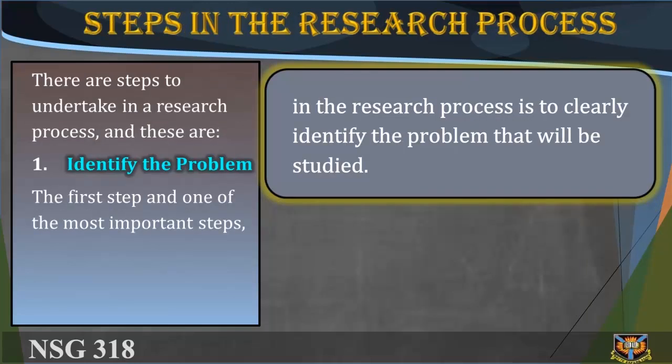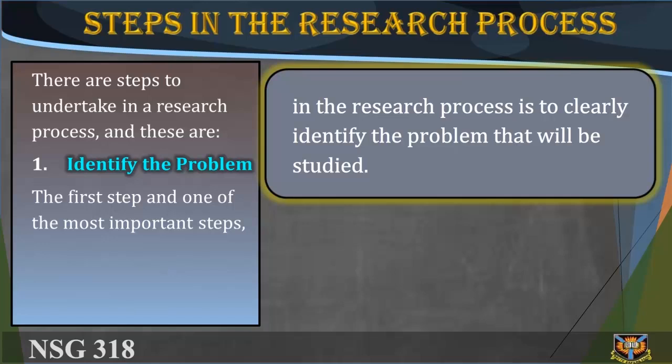Steps in the research process. There are steps to undertake in the research process, and these are: identify the problem. The first step and one of the most important steps in the research process is to clearly identify the problem that will be studied. Generally, a broad topic area is selected, and then the topic is narrowed down to a specific one-sentence statement of the problem.